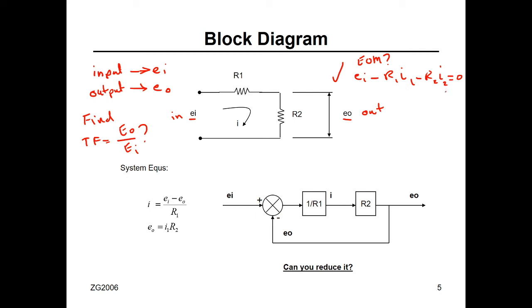Now next, how are you going to solve for the transfer function? The problem with this equation is that we don't see E out. Did he define what E out is? Yes. What did he say? He said E out is equal to the voltage across R2. So we need to define what E out is. E out equals R2 I2.